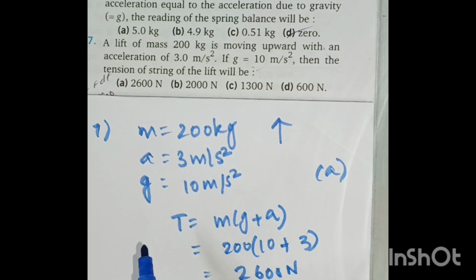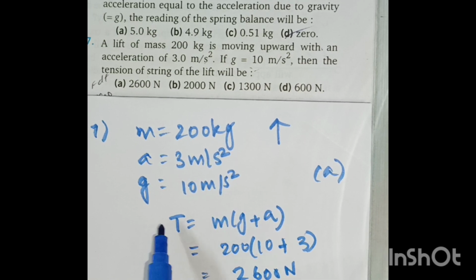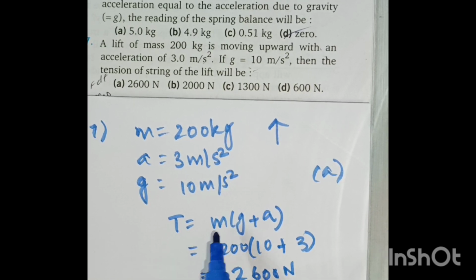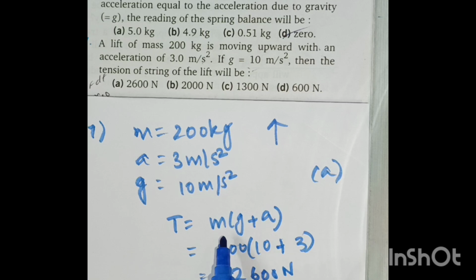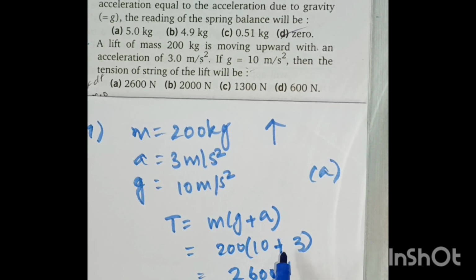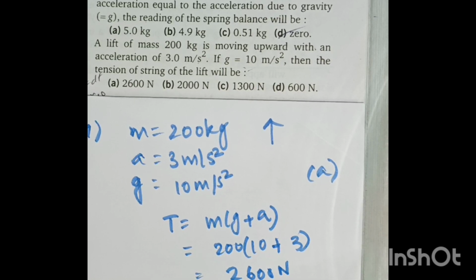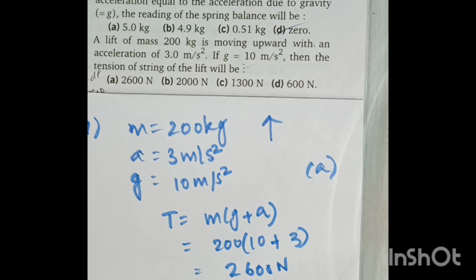So if the lift is going up, we know tension or reading of spring balance or whatever. Here it is tension. So T equals to m into g plus a. So what is m? 200, g is 10, acceleration is 3. So 10 plus 3, 13, 13 into 200, 2600 Newton. So this will be the tension in the string.